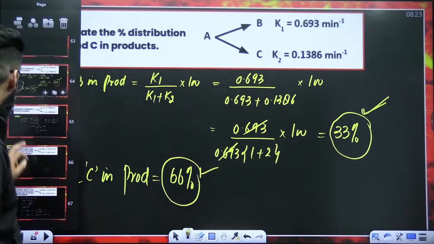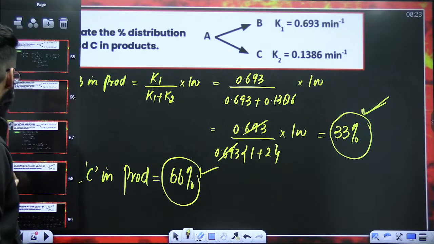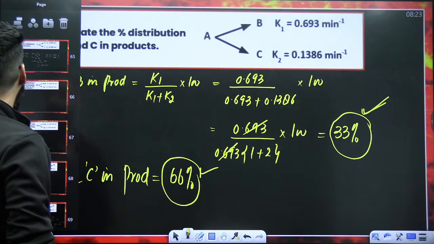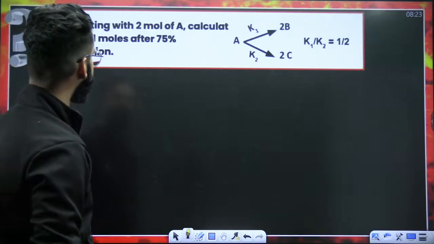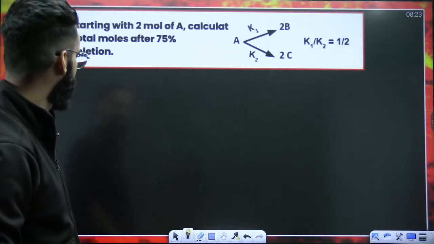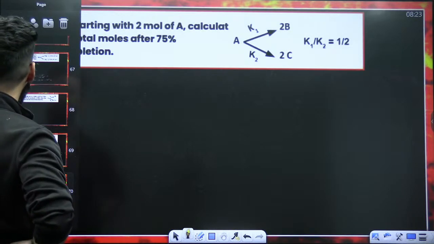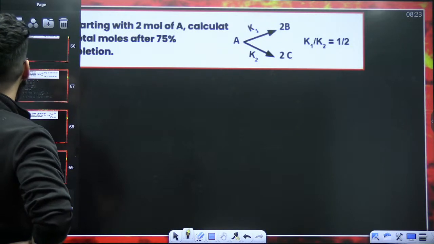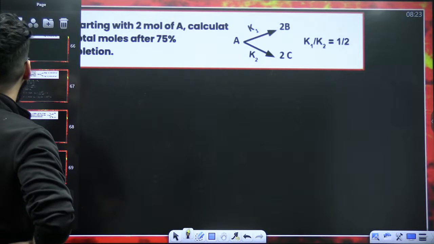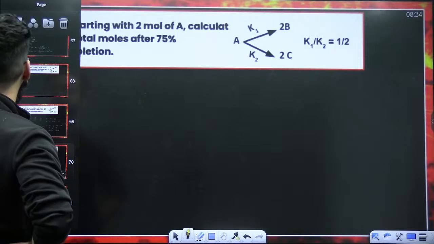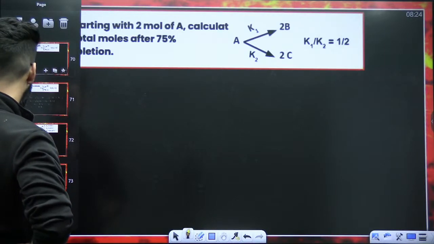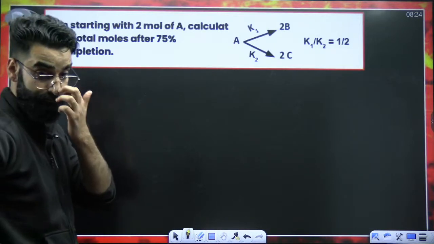Right, people? Let's see the other types of question as well. For example, look at this particular question. You should be able to solve this question. You see the question first, and then I'll see some other questions. Can you give it a try?